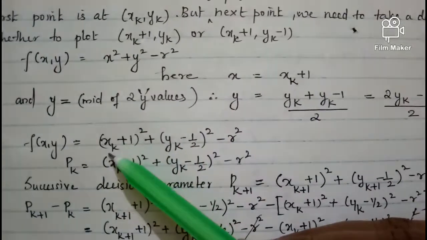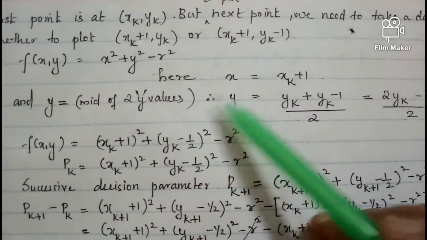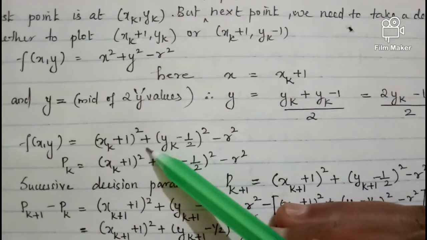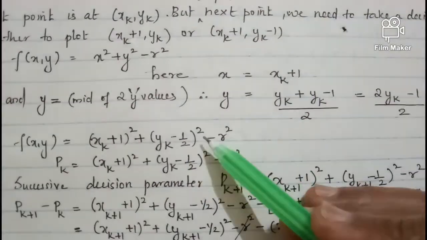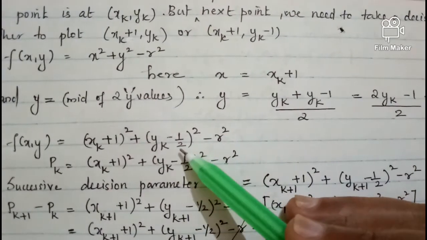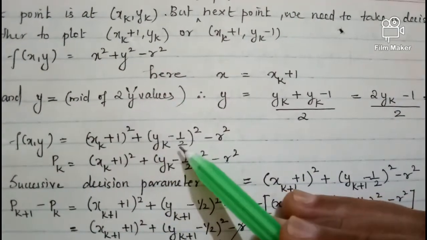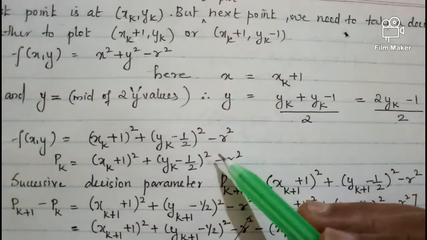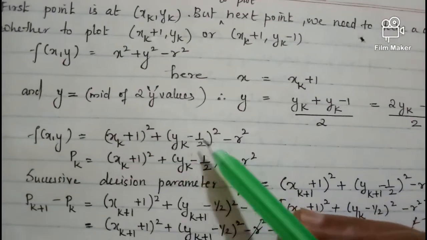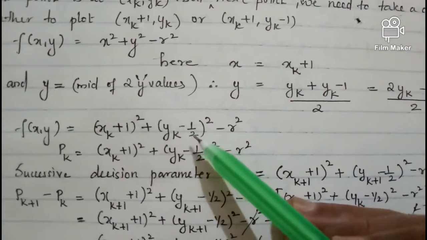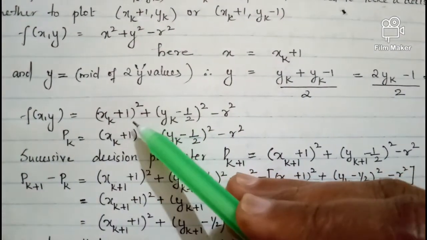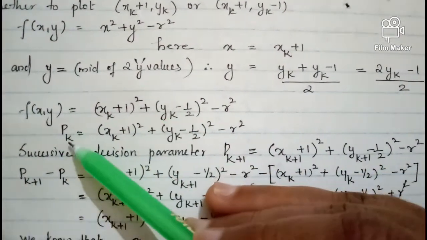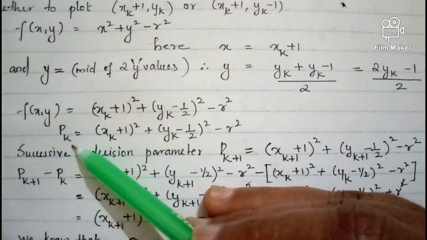x square will become xk plus 1 the whole square. That is this value. Plus y square will become the average value, which is just computed now, yk minus half. y square will become yk minus half the whole square minus r square. So now we have substituted both the values of x and y. Now this function, circle function, is the same as pk, the decision parameter pk.